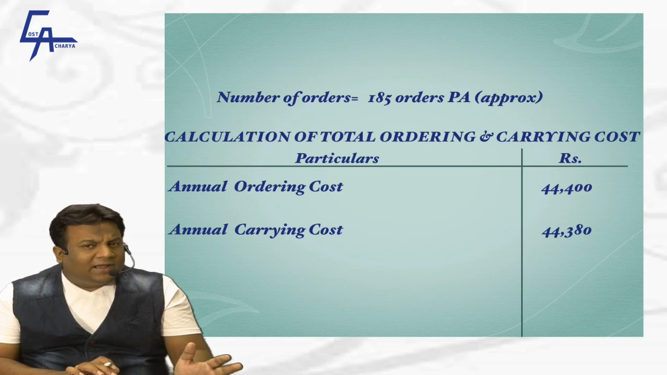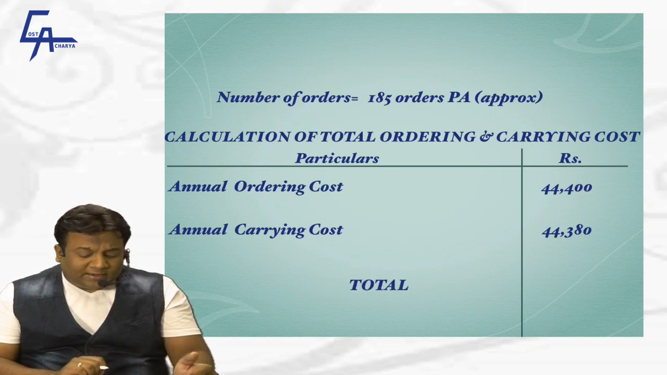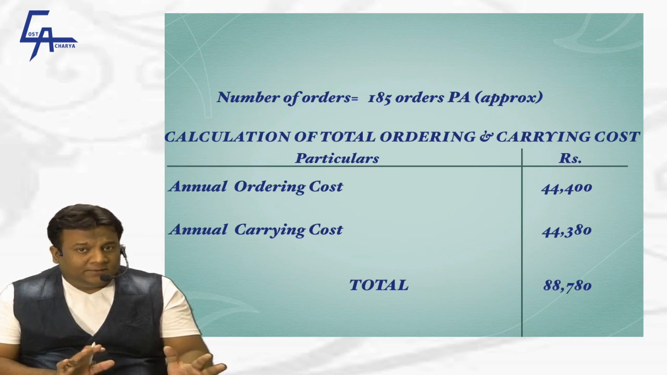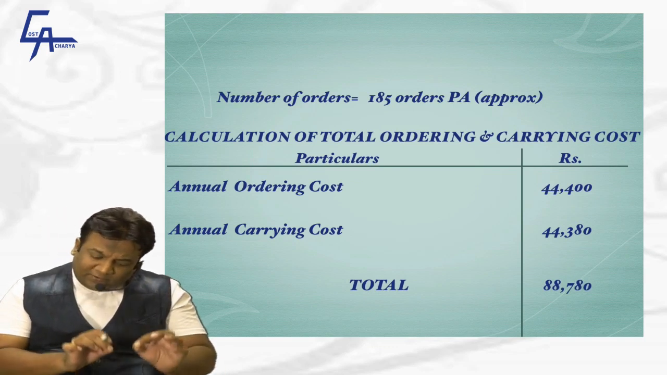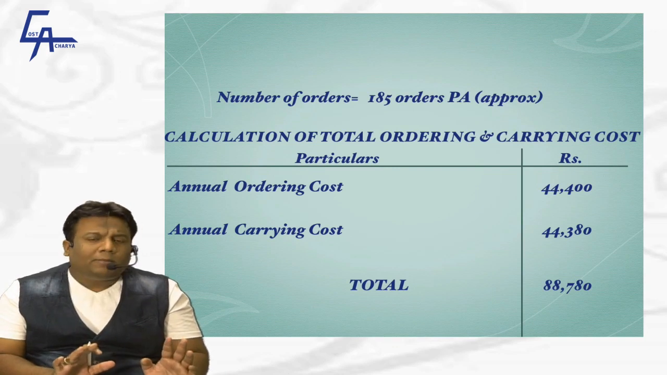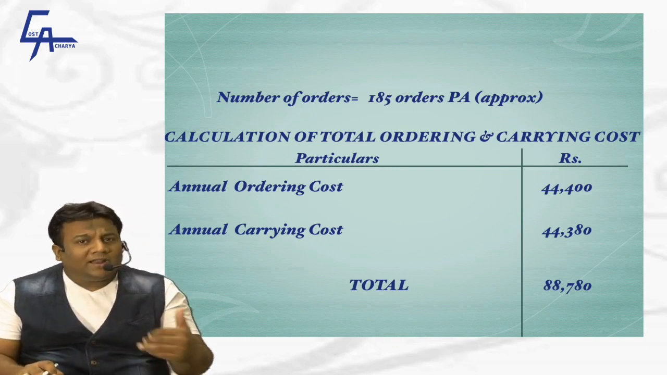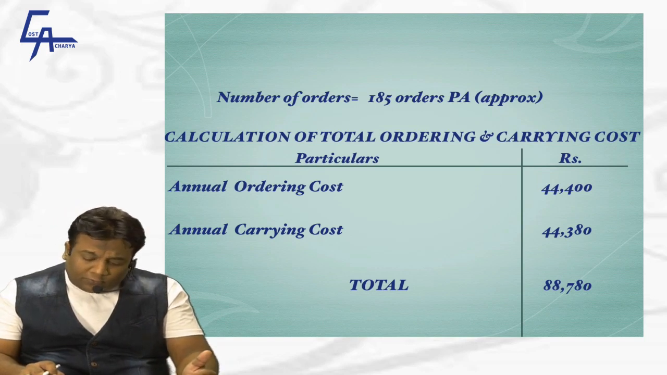So finally we can take the total. The total of the ordering and the carrying cost will be 88,780. All right. Now you can present that in this form. This is the typical format, the tabular format. But otherwise also you can also solve that in another manner. How to do that?